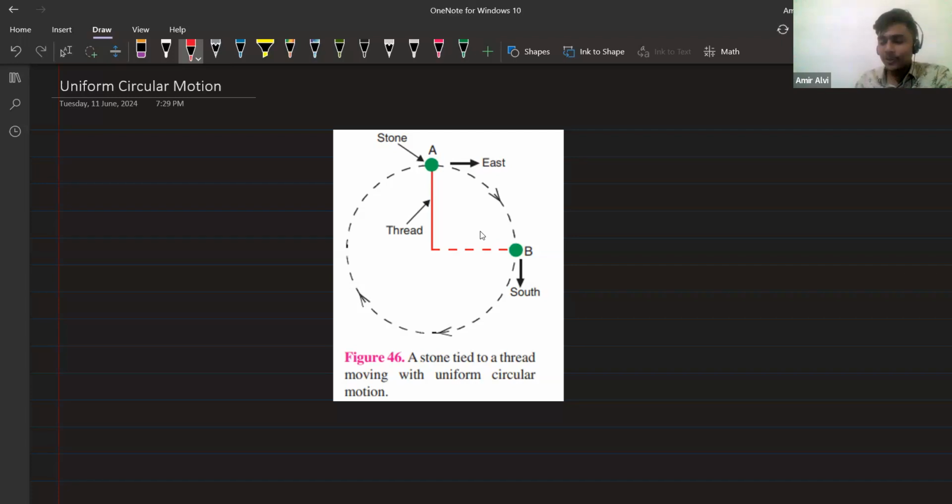So this is a uniform circular motion. Okay, let's talk about the definition of this uniform circular motion. ठीक है. So let me move this a little to the side.